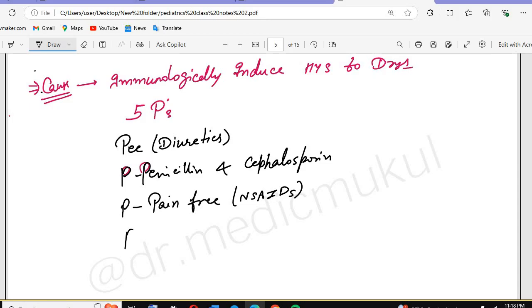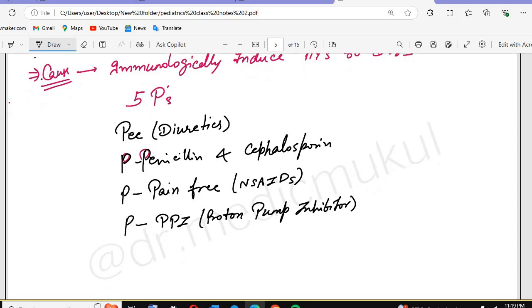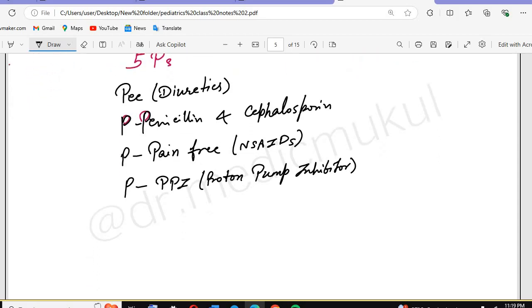Then we have P, the proton pump inhibitor. What are examples of proton pump inhibitors? Omeprazole, pantoprazole, these are all PPI drugs. Then we have another P, rifampin. Then we have some sulfur drugs also.